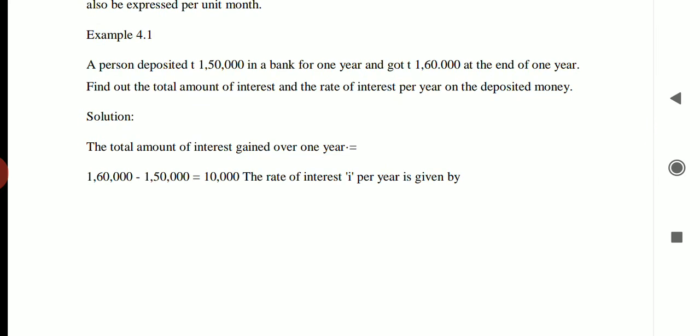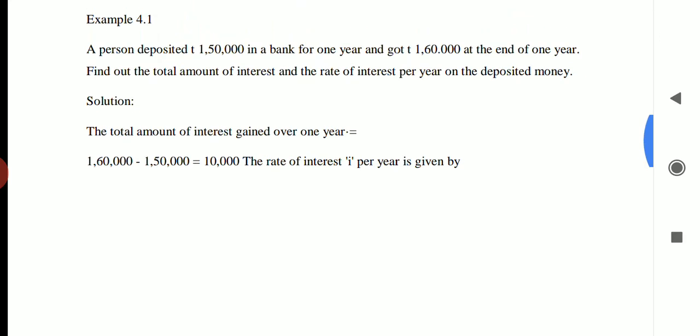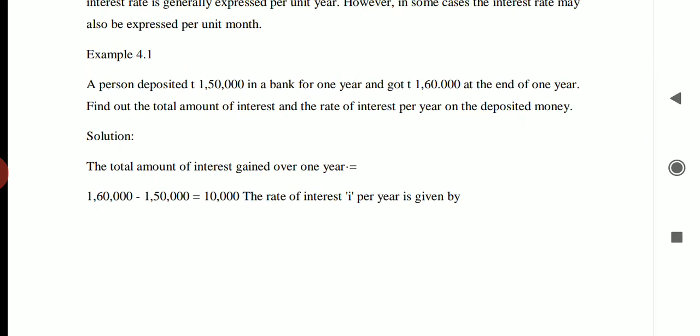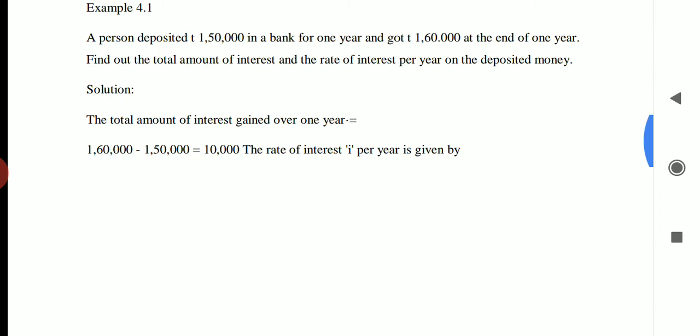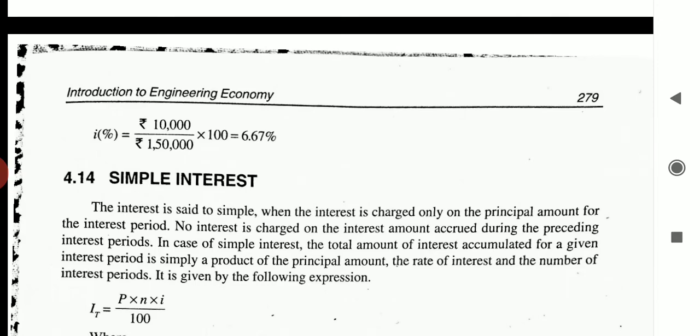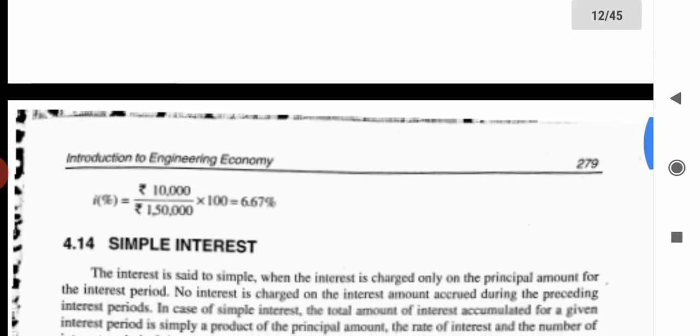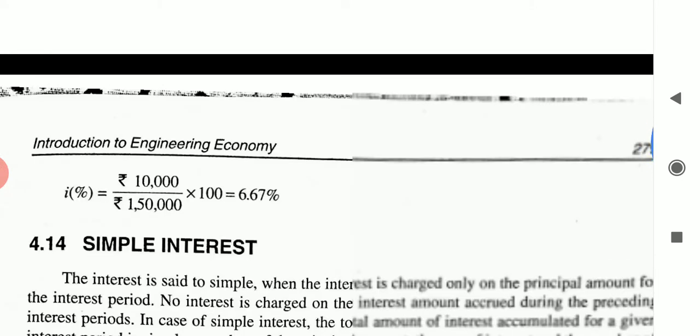Okay, so in these cases we have to find the total amount of interest. So what is the formula? First we have to take the amount at the end of the year. We got 1,60,000, and we had already deposited 1,50,000. So the amount at the end of the year minus the deposited amount gives the interest.